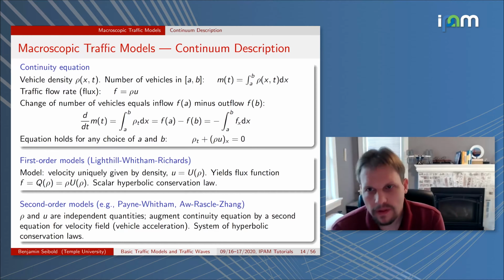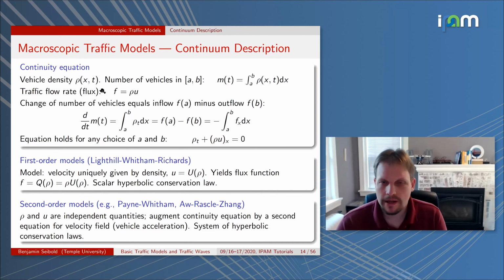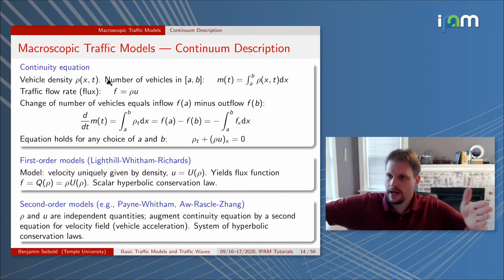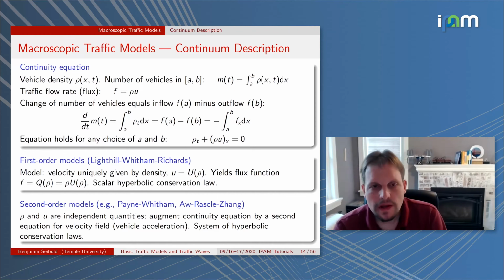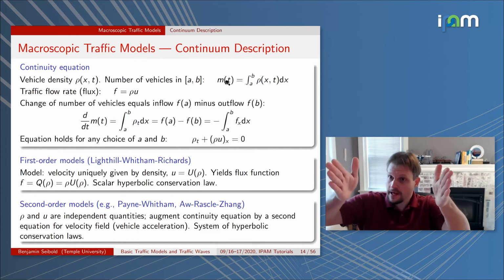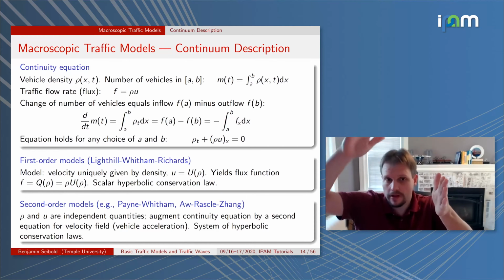So essentially you take a highway, 1D, x is the position along the highway, t is time, you have a density, rho, and now you take an arbitrary segment from A to B, and you just integrate the density. The definition of an integral of a density over space is the number of vehicles on that segment, right? So density evolves in time, so therefore the number of vehicles on that fixed segment changes in time. Let's call it m of t.